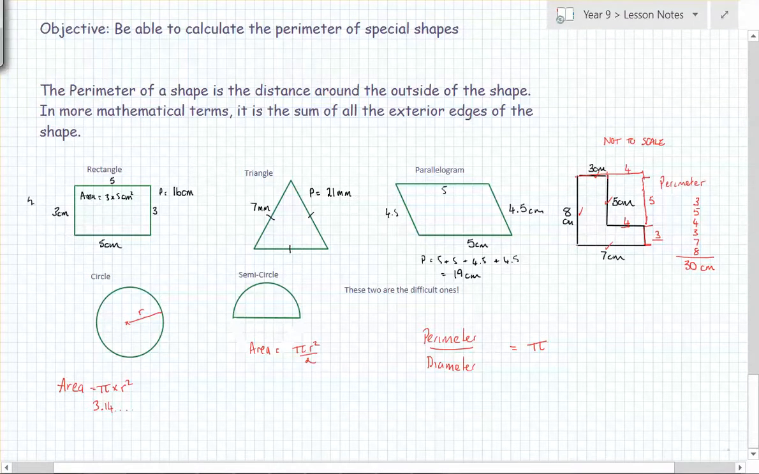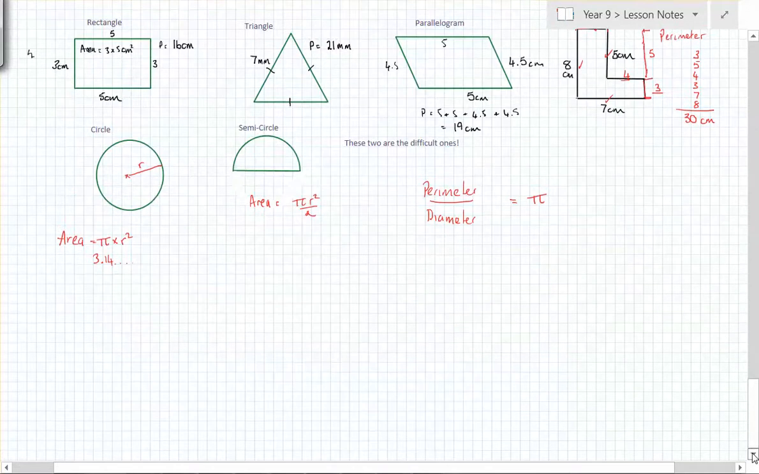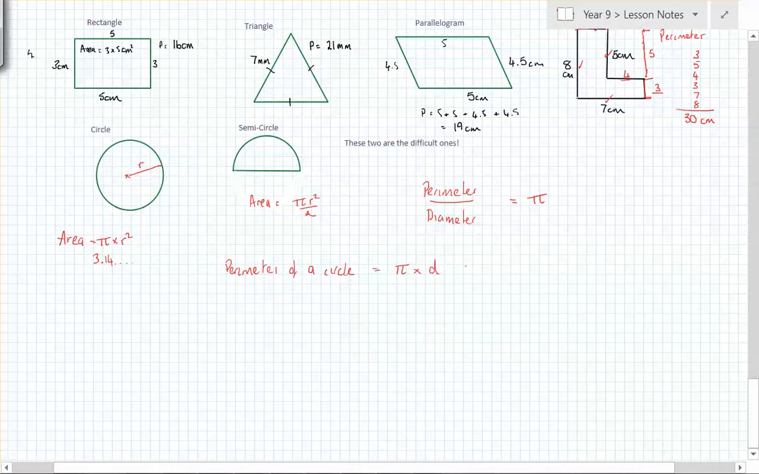So actually, what we found by doing that, this is what you do need to remember. Obviously, in a test, you don't need the string, but you do need to know that the perimeter of a circle is found by doing pi times the diameter. Now the perimeter of a circle has another name, which is circumference.